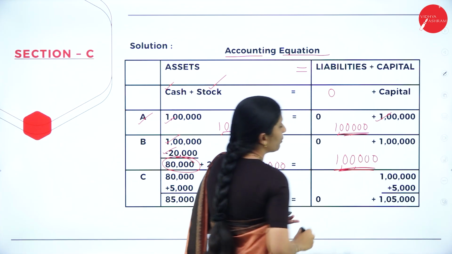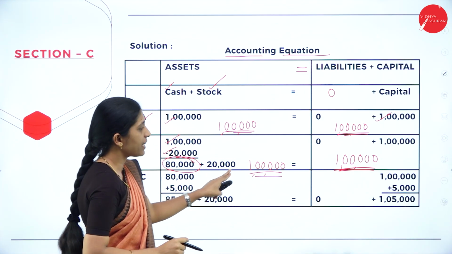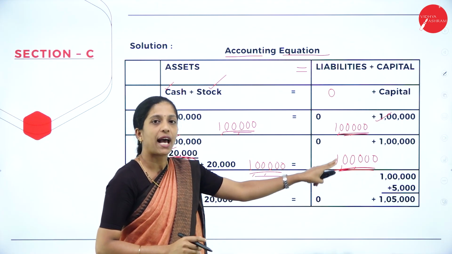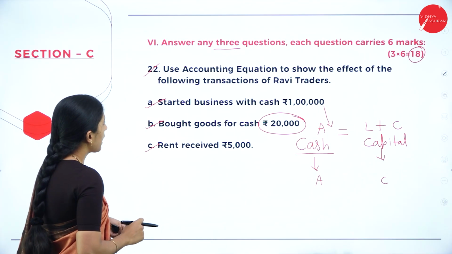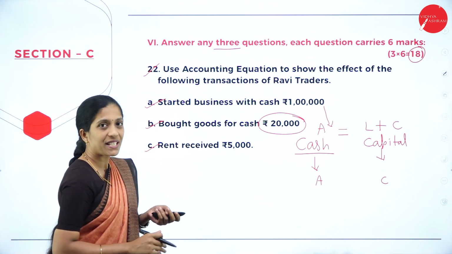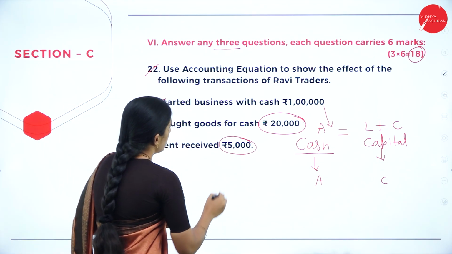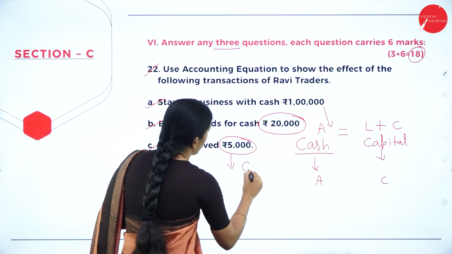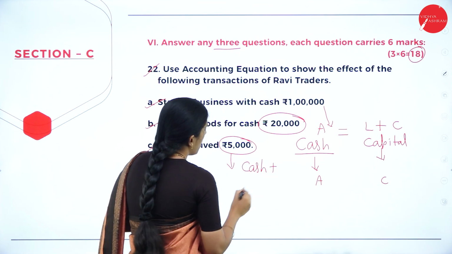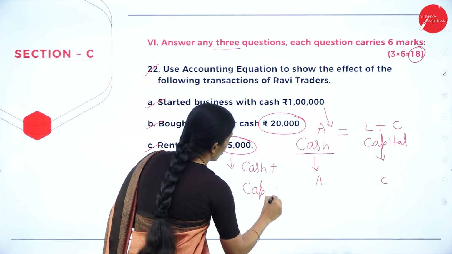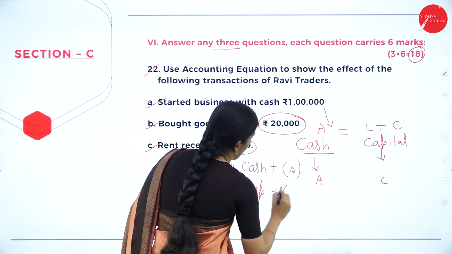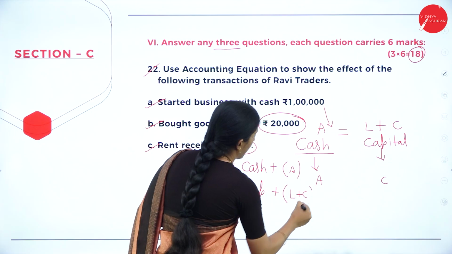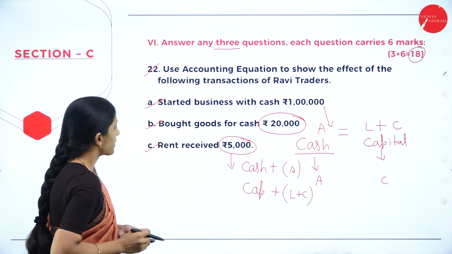So, as per our accounting equation, the total of assets is 1 lakh, and the total of liability and capital is 1 lakh under the second transaction. Now, coming to your third one, rent received rupees 5,000. So on one hand, cash increases, correct? On the other hand, capital also increases. Now, cash is an asset. Capital comes under liability plus capital on the other side. Now, let us see the effect.